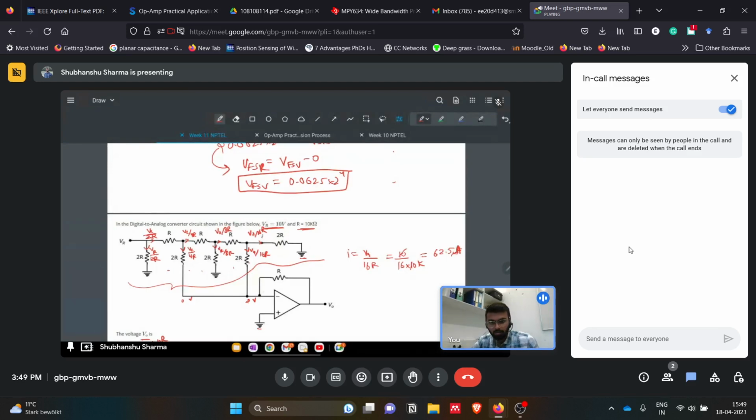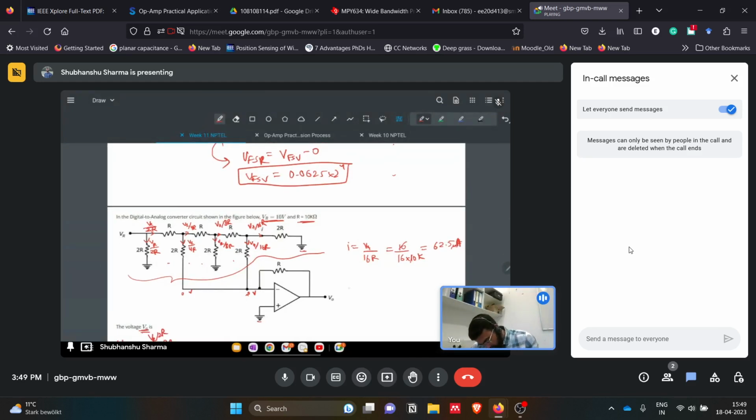Now we need the output voltage V naught. So V naught will be what? This will be the current from this side and the current I1, I2. So V naught will be minus I, let's say I3, I3 into R. So I3 is what? I1 plus I2, into R.